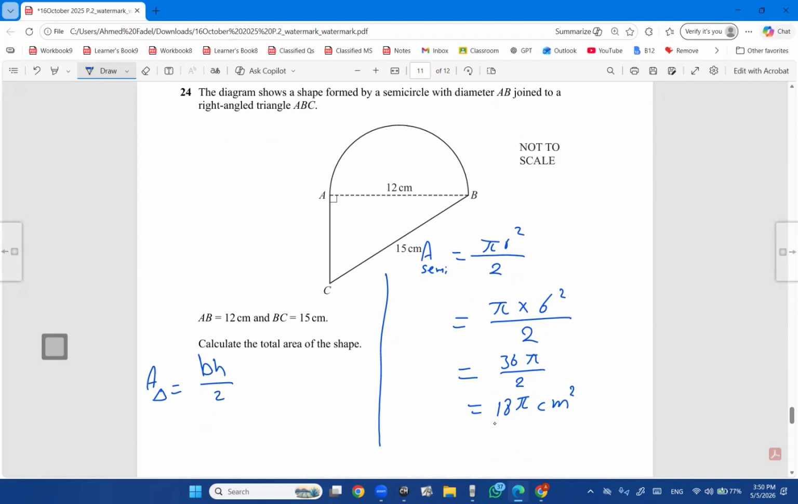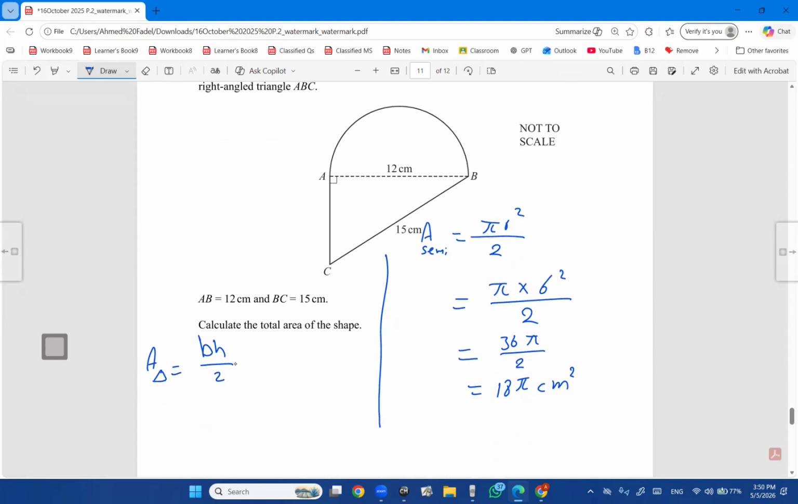You can do it on the calculator and then round your answer, fine. But do not round to less than 1 decimal place. It must be 1 decimal place, 2 decimal places, and so on. All right, what about the area of the triangle? Now we found the area of the semicircle.